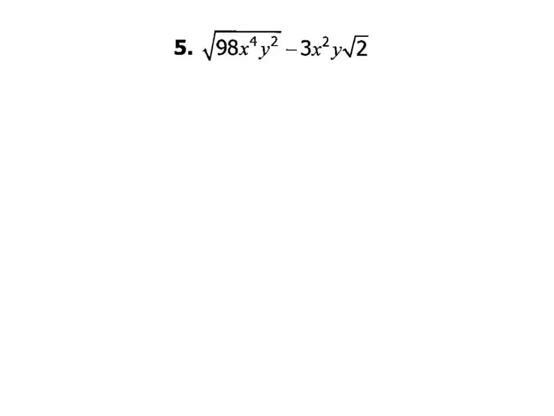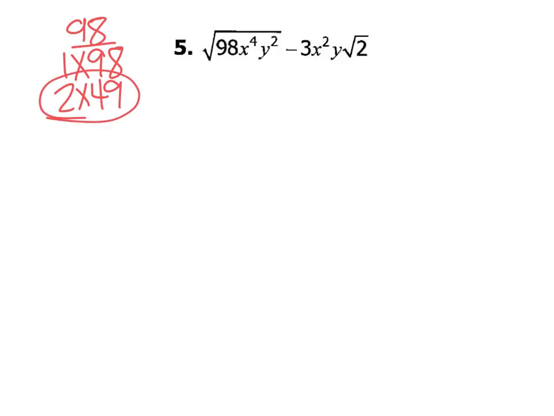All right, number 5. We want to first look at our radical. We've got square root of 98 x to the fourth y squared, and we want to simplify this as much as we can. So we want to look for factors of 98 that are perfect squares. 1 times 98, 2 times 49.